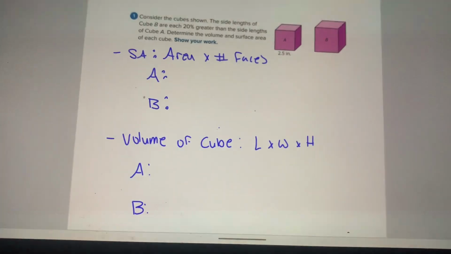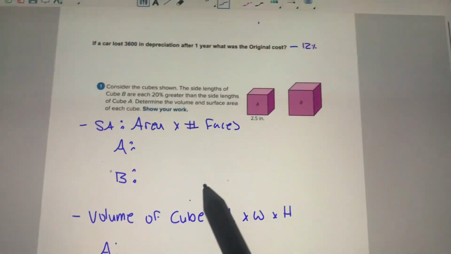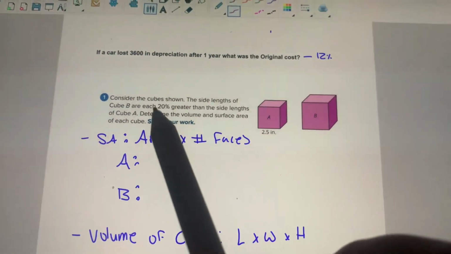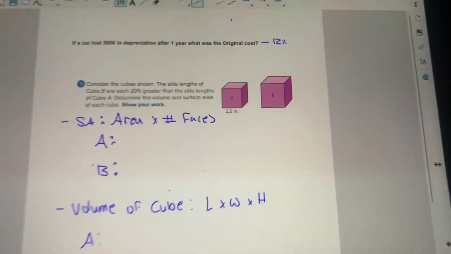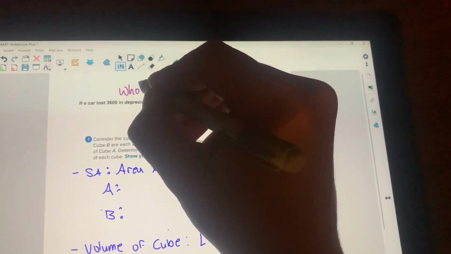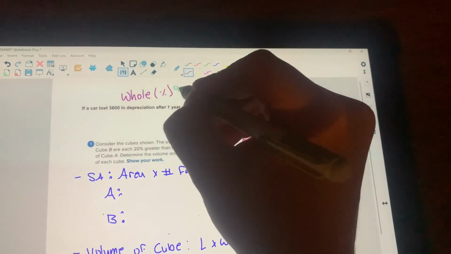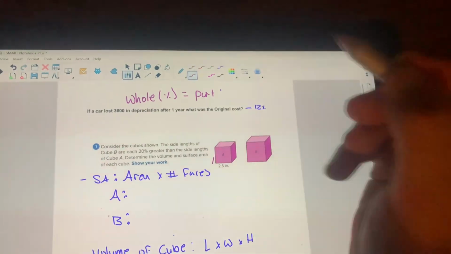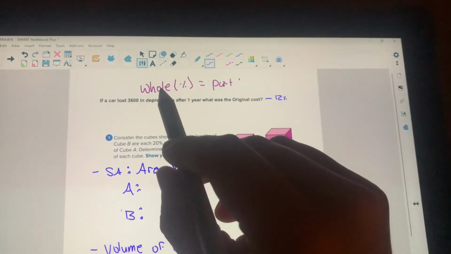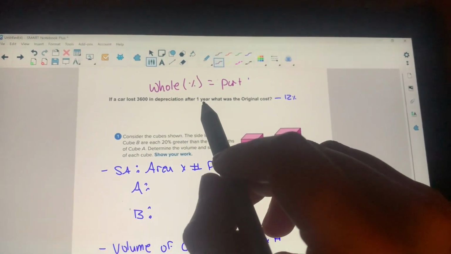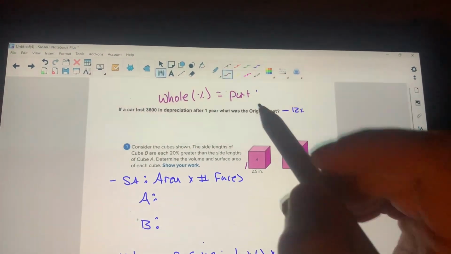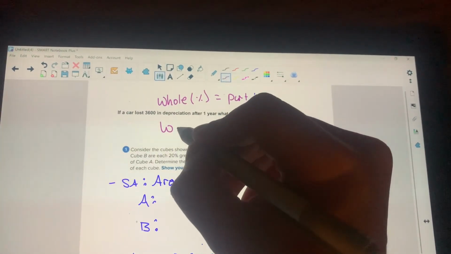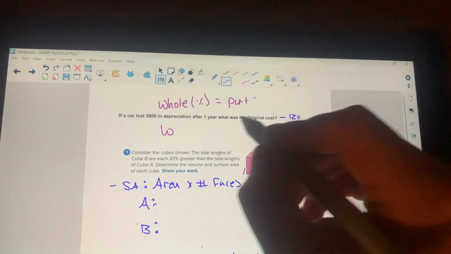So on this next page, it says, if a car lost $3,600 in depreciation after 1 year, what was the original cost? So again, we're going to use the equation whole times the percent equals our part. We just need to ask ourselves now, do I know the whole cost of the car? No, I do not. It's asking what is the whole cost of the car. So I don't have it. So I'm just going to use a variable of W. Now, I do know my percent. It was 12.